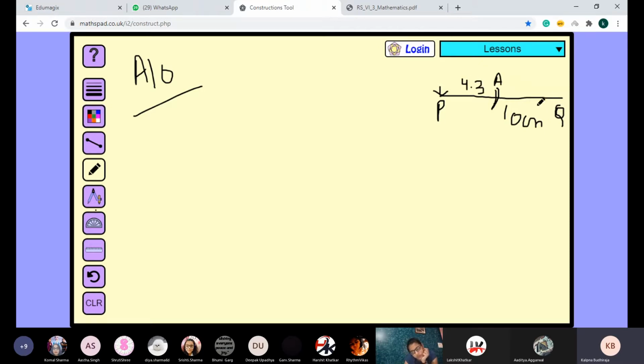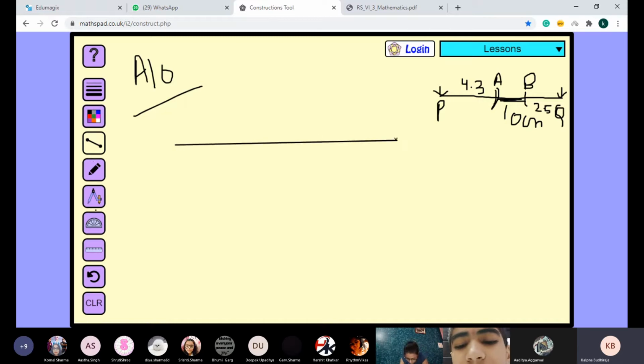Now you will keep the needle at P. Next we will keep the needle at P, and we will open the compass and we are going to cut at a distance of 2.5 centimeter. Then this portion which is left in between, that is AB, this you have to measure using scale. Okay. Now all of you get ready with your line. Draw a line segment PQ of 10 centimeter.